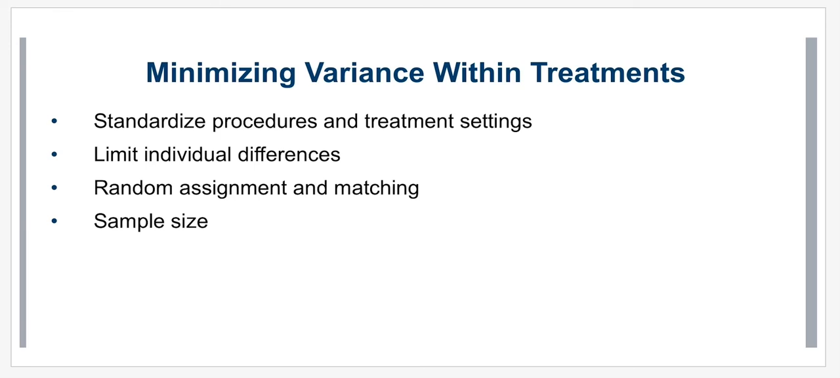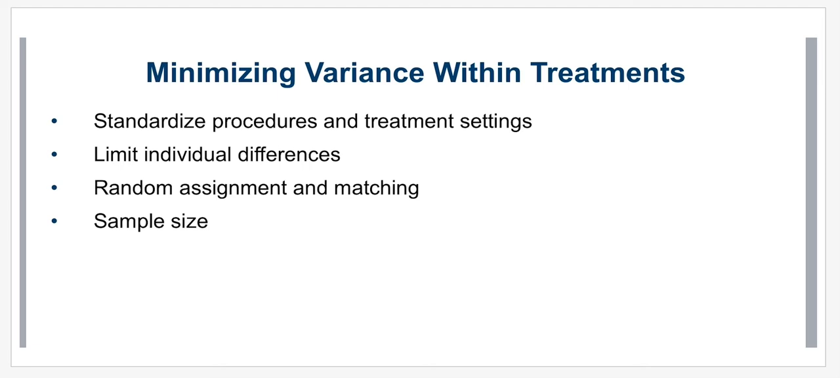Now, random assignment and matching is on here because we talked about that in 8.3. This is a way to help the between groups differences and limiting those individual differences. But this does not work for variance within groups. So I wish the PowerPoint had this differently, because it looks like random assignment and matching is an option for minimizing variance within the treatments, but it's not. It's on here to remind you that it does not work for within groups.